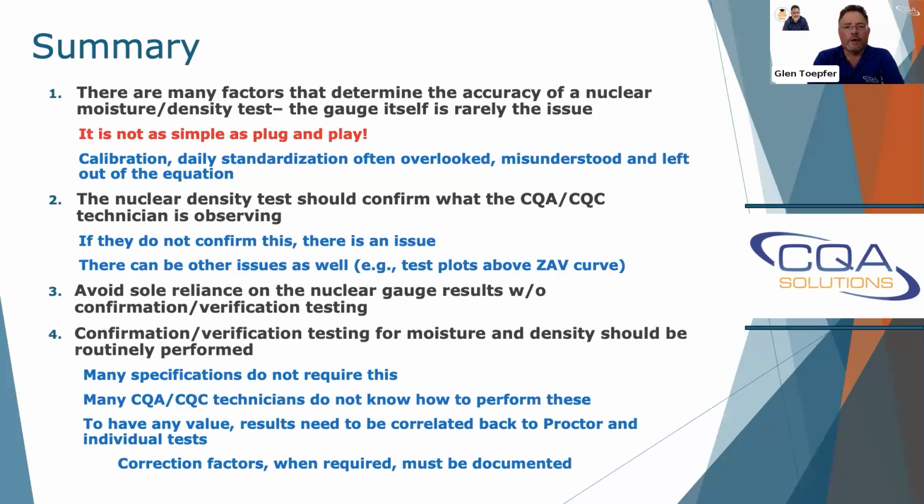And second big takeaway is that the test results should confirm what the CQA tech, the QC tech is seeing. There could be other issues as well. So you always got to look at the data as a whole. Like if the test plot's above the zero air voids curve, typically they shouldn't do that. And avoid sole reliance on the gauge, especially without confirmation testing. And then confirmation verification testing should be routinely performed.